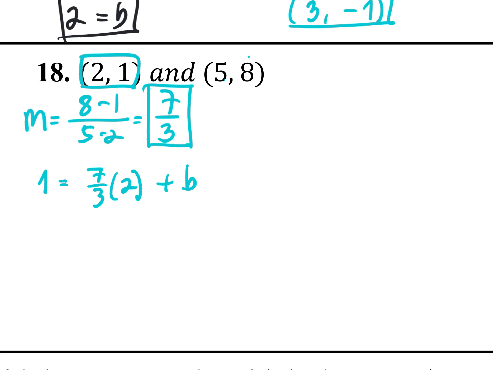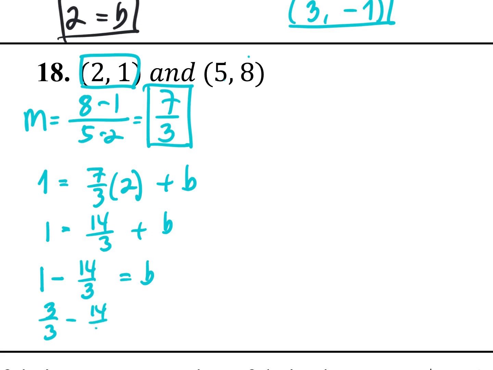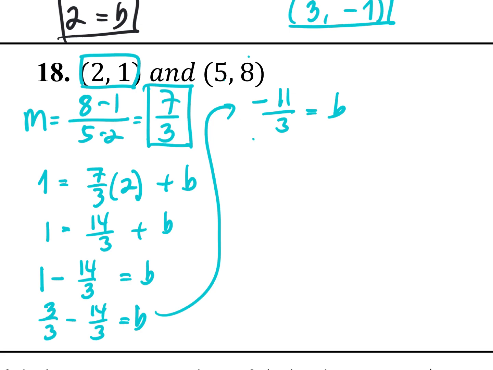So this is going to give you 1 is equal to 7 times 2, which is 14 over 3, plus b. Now let's transpose the other one. That's going to be minus 14 over 3 is equal to b. Now what we can do here is, 1 is the same as 3 over 3, minus 14 over 3 is equal to b. They now have the same denominator, so I will just subtract them. 3 minus 14 gives you negative 11 over 3 is equal to b. So the value of my b is this one.